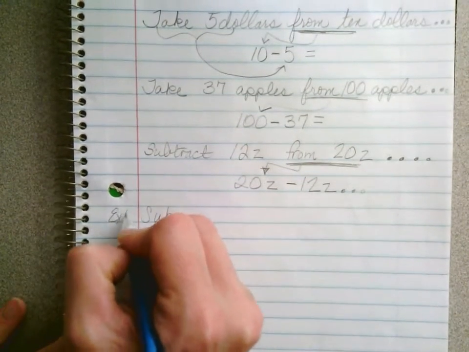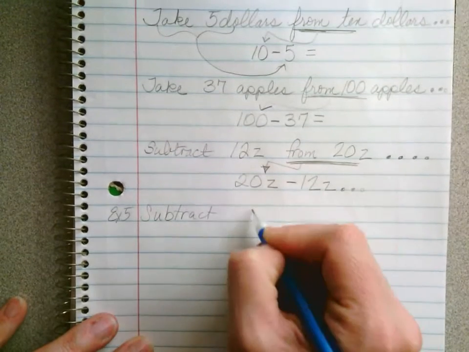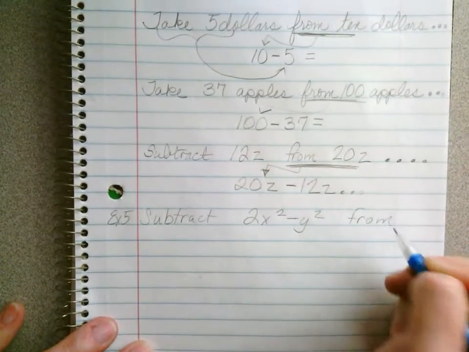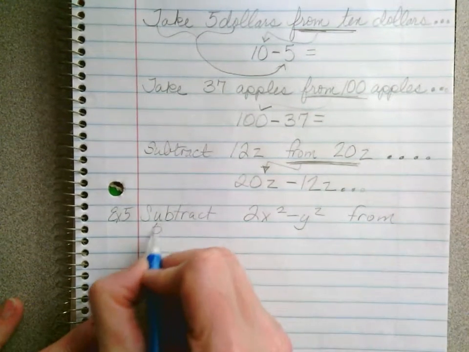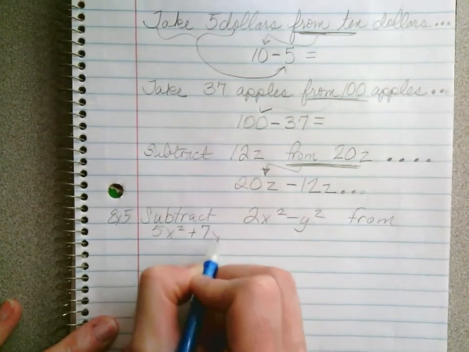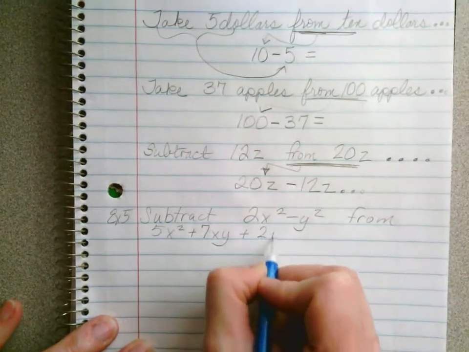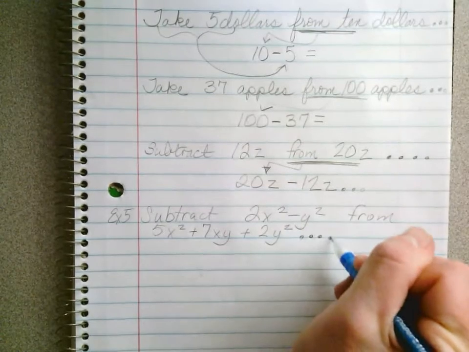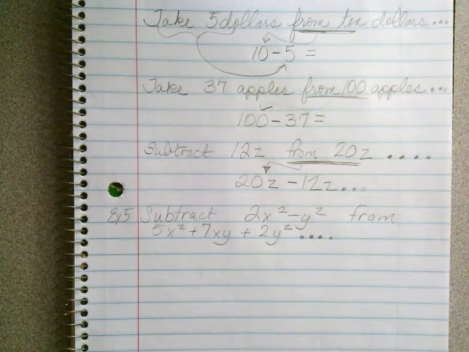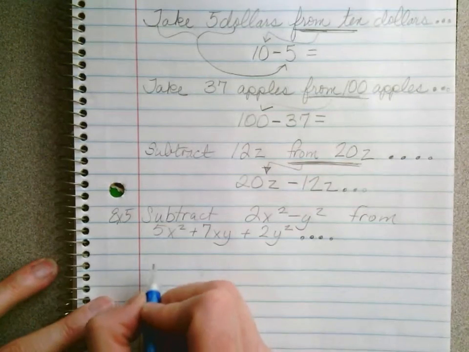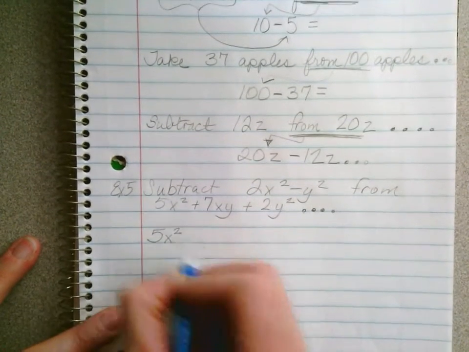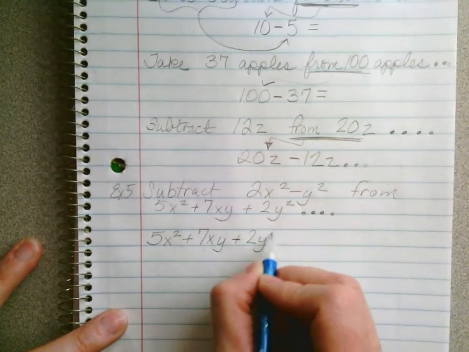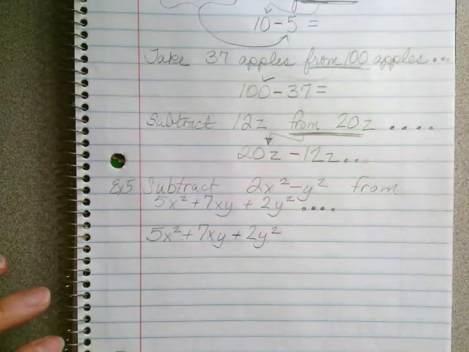Example 5. Here's example 5. Subtract 2x squared minus y squared from 5x squared plus 7xy plus 2y squared. Okay. Which thing gets written first? The second thing. And it's going to look like this. 5x squared added to 7xy added to 2y squared. Okay, there's that first component.